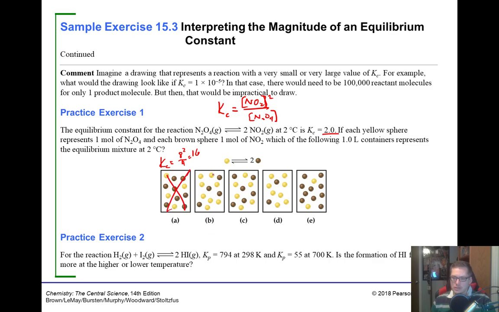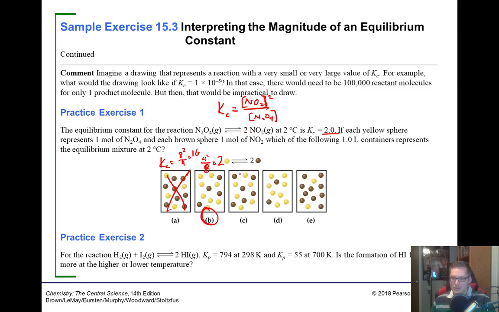Let's try this one. This would be 4 squared over 8. So 16 divided by 8, so that would be 2. My brain just hiccuped hardcore. So this is probably it right here.